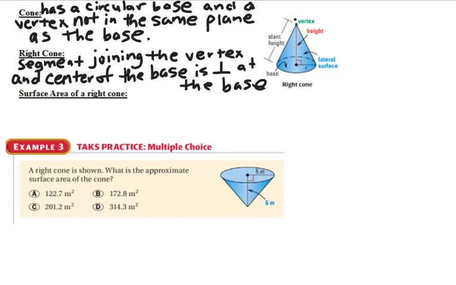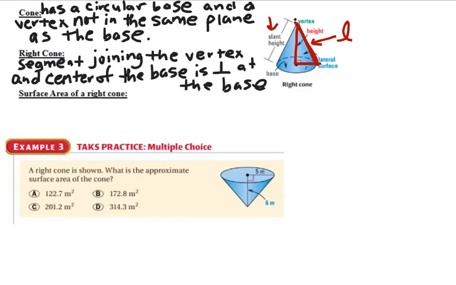A right cone is where I have a segment that joins the vertex and the center of the base down here, and it's perpendicular to the base. A perpendicular line at the base, so I get another 90-degree angle. I think you can probably see where we're going with the cone. Half of the diameter is the radius, and then the height of the cone goes from the center of the base to the vertex, and again, this height out here is called the slant height, L.